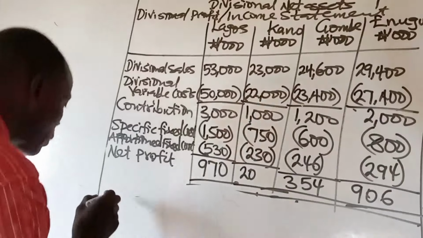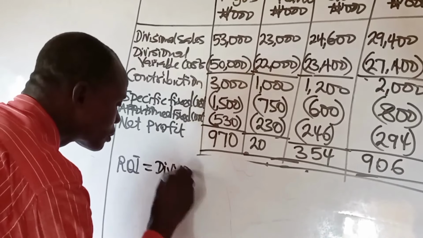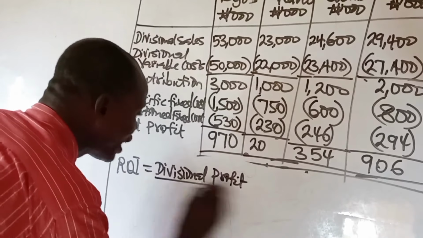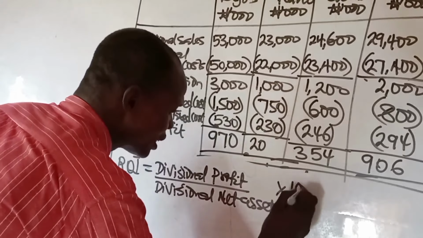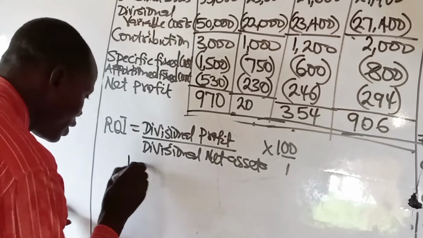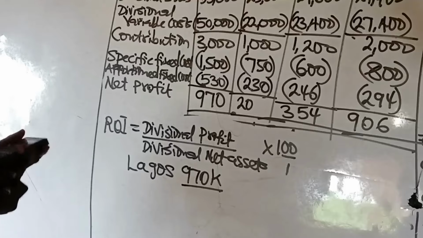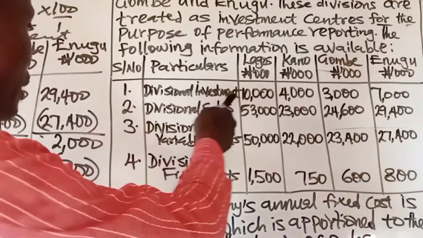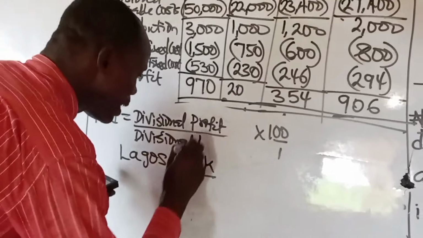So we have 906,000. Now let's compute the ROI, return on investment. Remember, I've told you that return on investment equals divisional profit over divisional net assets times 100. Net asset or capital employed. So, for Lagos Division, divisional profit is 970,000 divided by what is the Lagos Division net asset? Back to the question. You have divisional investment. You can have the denominator to be divisional investment. Your investment is still your asset, which is 10 million. So, let me change it to divisional investment, since it was provided as investment in the question.